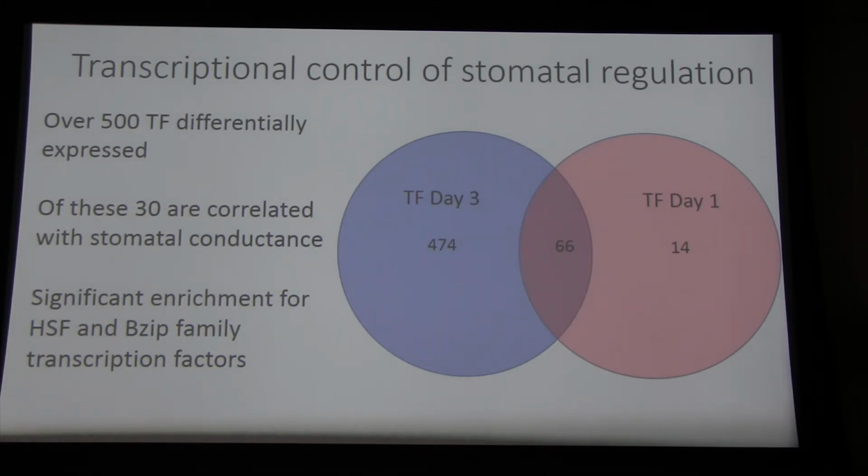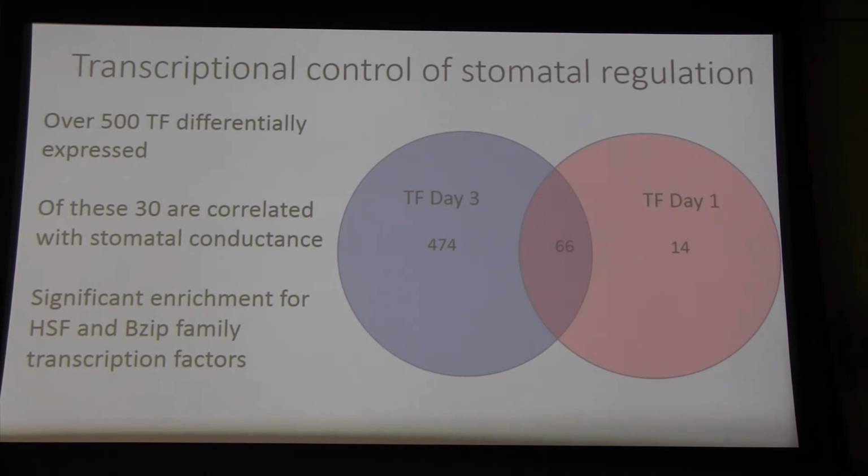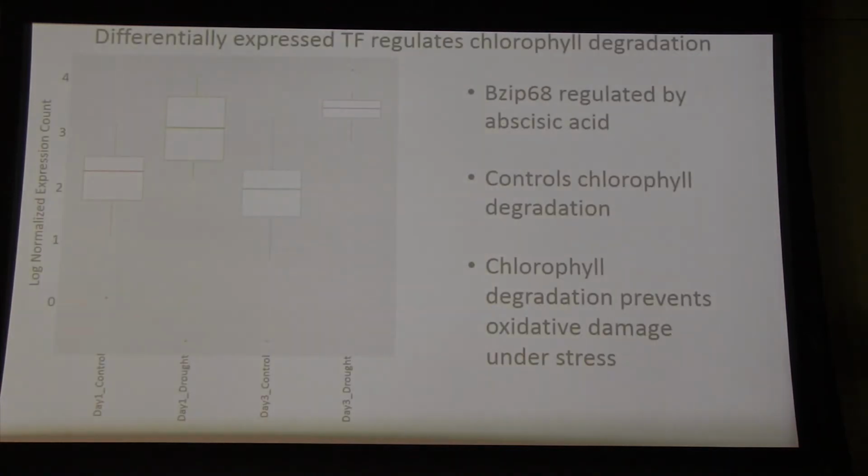And then among those, I had enrichment for these 2 general families of transcription factors. So the heat shock transcription factor family and the BZIP transcription factor family. And so heat shock transcription factors are known to be involved in a stress response. And the BZIP family is one of the largest transcription factor families in plants, but there's a subset of them that are very important in regulating abscisic acid-related processes. So I thought I'd look at those a little more.